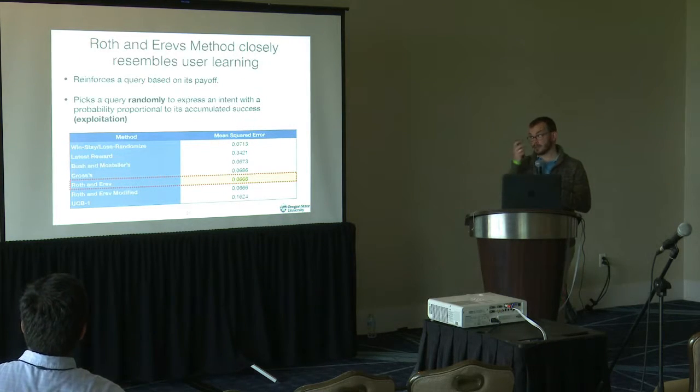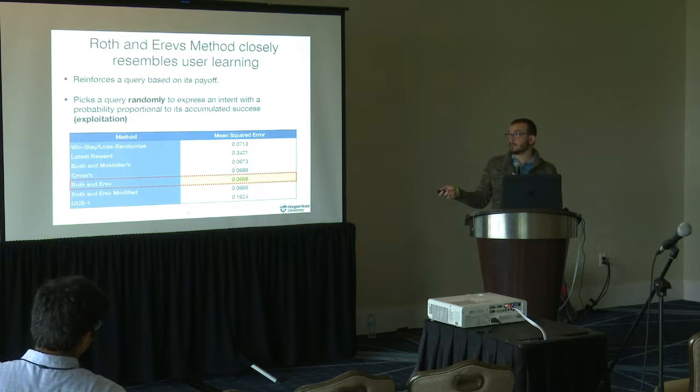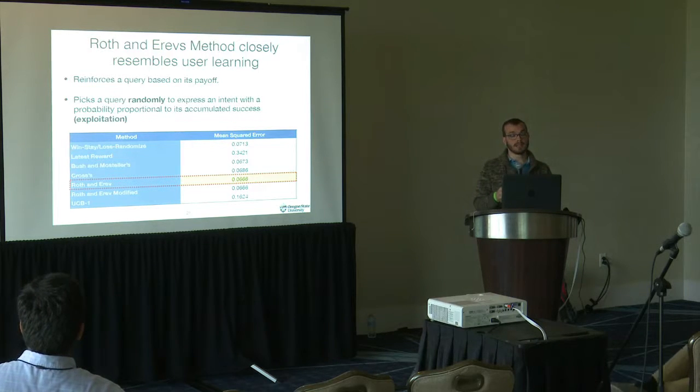Okay, so here's the results for that. We have our algorithms over there on the left, and this is the mean squared error here, so lower value is better. And it turns out Rothanev is the best here. And what Rothanev does is it reinforces a query based purely on its payoff.